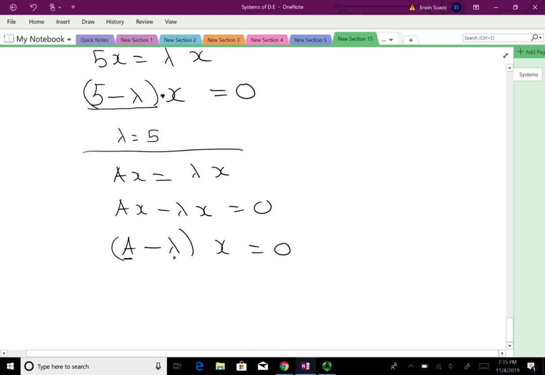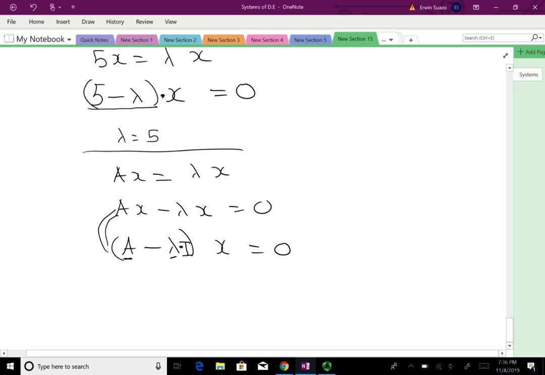Because A is a matrix, and this lambda is a number. So you need to multiply lambda times the identity. And that will make sense, because (A minus lambda I) times x will give you the same thing over here. If you don't trust me, let's do it with your matrices. This is review, so I'm not going to do it.